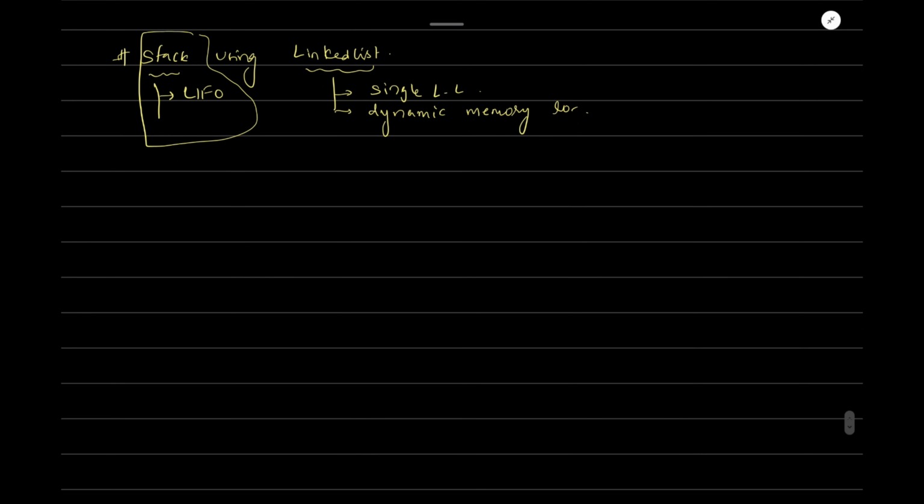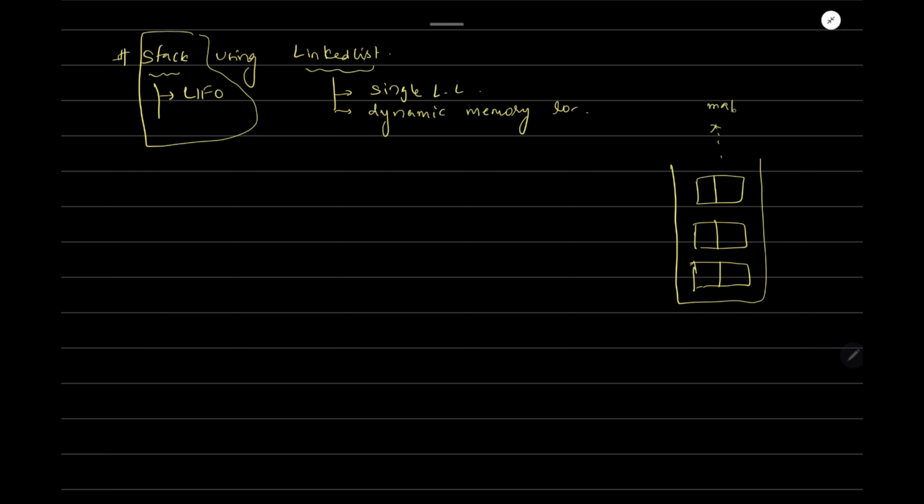So let us see how it will be looking like. Basically, if we take this as a stack, here we'll be having one node, and then here we will be having another node, and then here we will be adding another node. So we can keep on adding new nodes based upon our requirement. So how can we add a new node? We already saw it using the malloc function clearly in the linked list.